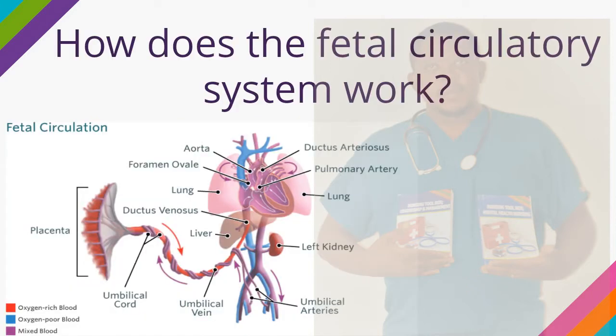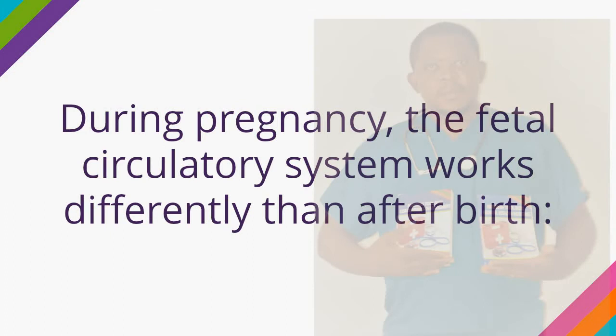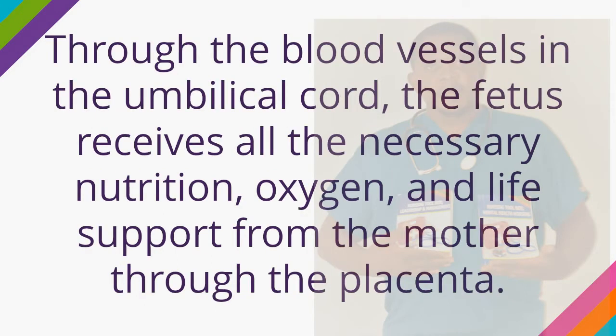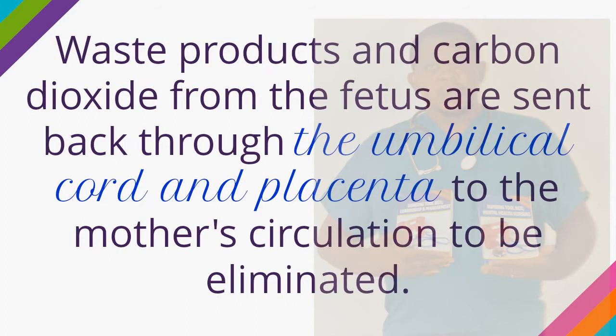How does the fetal circulatory system work? During pregnancy, the fetal circulatory system works differently than after birth. The fetus is connected by the umbilical cord to the placenta, the organ that develops and implants in the mother's uterus during pregnancy. Through the blood vessels in the umbilical cord, the fetus receives all the necessary nutrition, oxygen, and life support from the mother through the placenta.